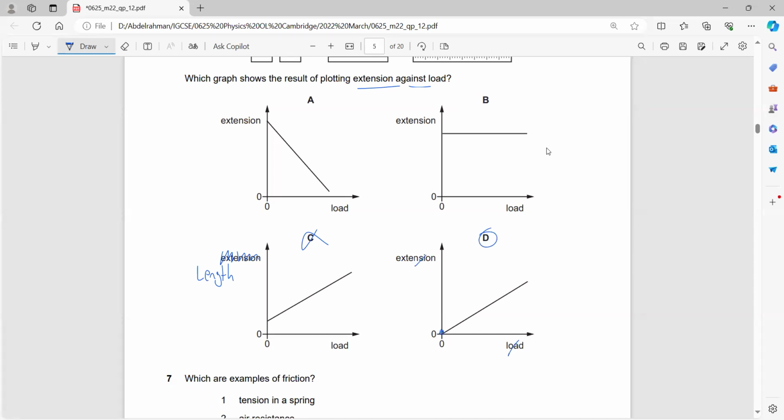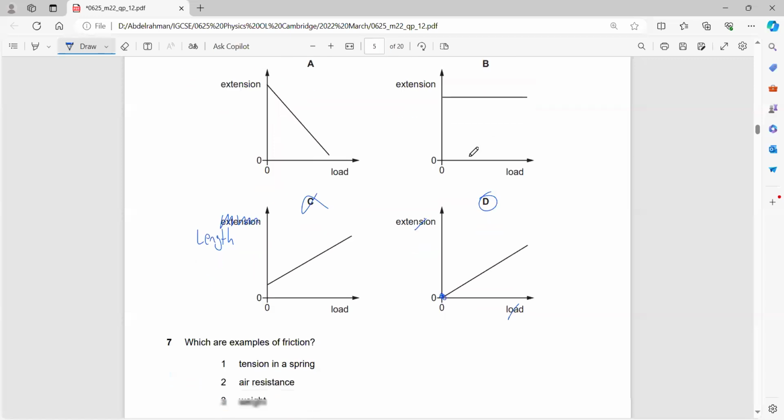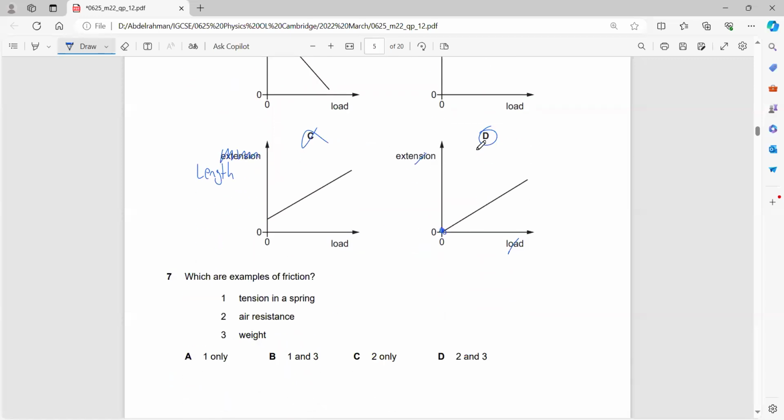Why do they have to be directly proportional? Because initially, was the spring extended? No, it wasn't extended. Initially, the spring had an extension of 0. It had its original length, so it was not extended. So initially, the extension was 0 and the load was 0. When you start adding the loads to the spring, what would happen? The extension of the spring would start to increase directly proportionally to the load. So it has to be D, direct proportion. Any questions?